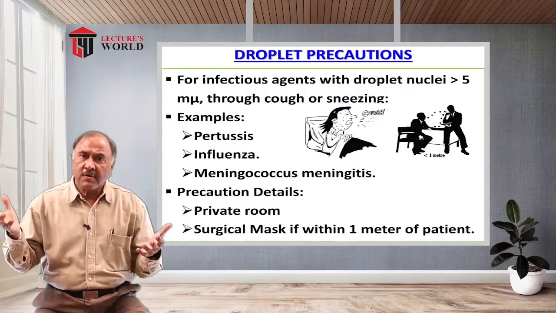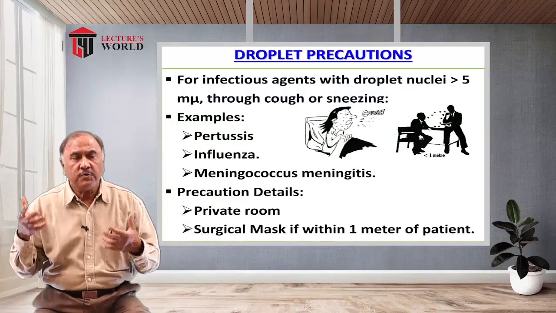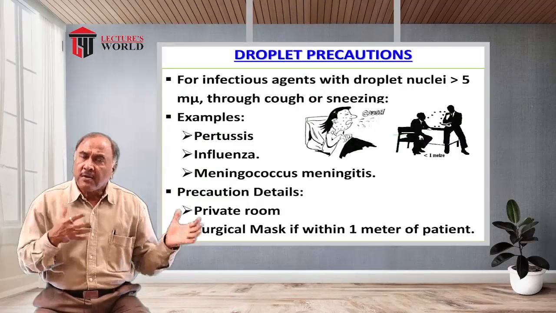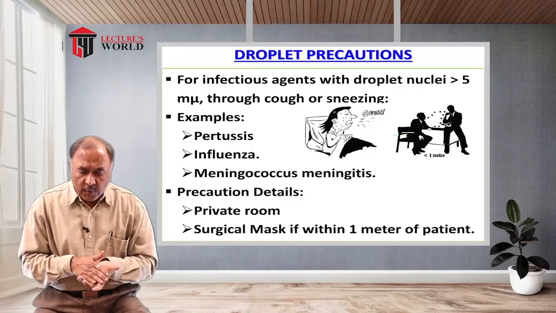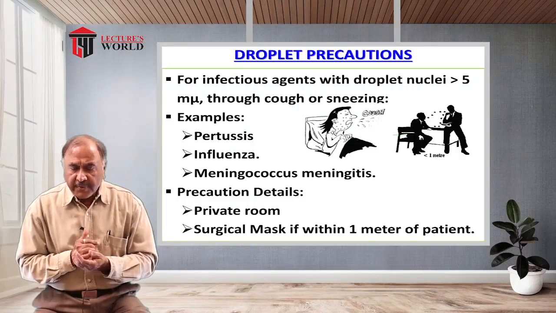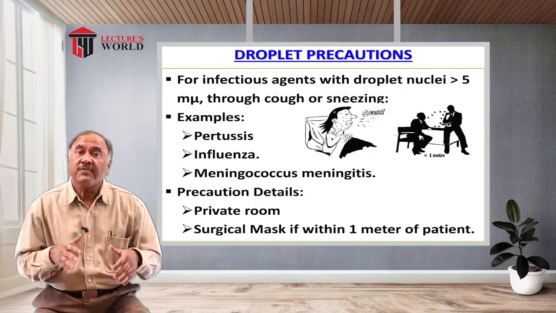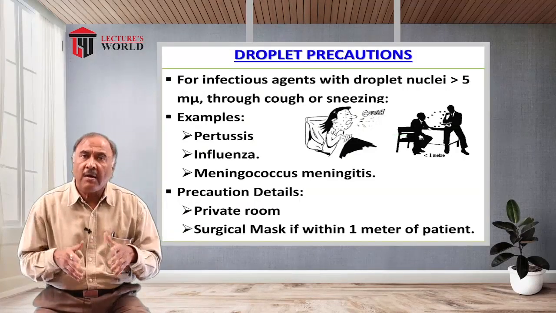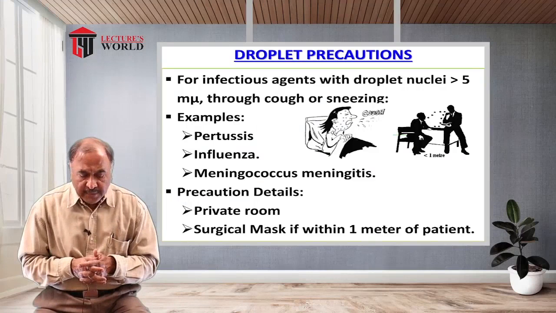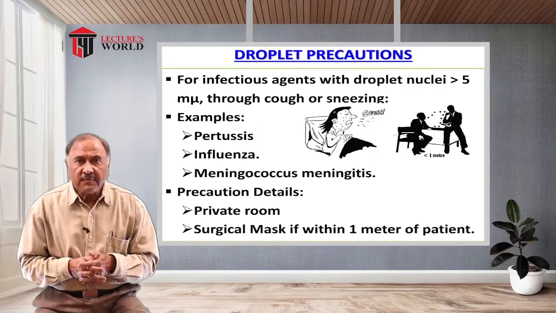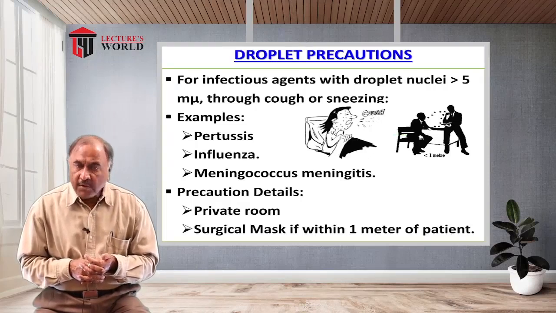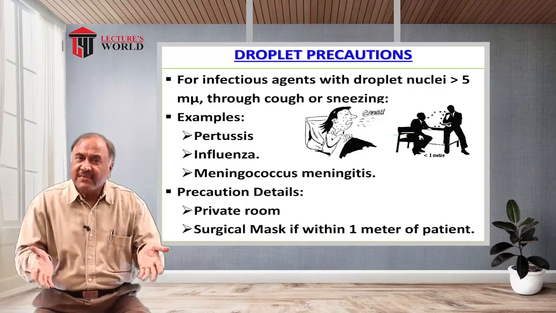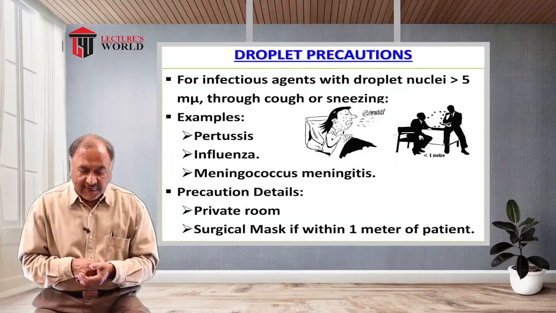The transmission also depends upon the air currents, use of fans or the wind current if it is an open space. So, these droplet precautions are to be observed when such droplets arise in a ward or in a hospital setup. For example, these things are to be understood when you are dealing with pertussis, influenza, meningococcal meningitis, as well as the coronavirus. Okay.